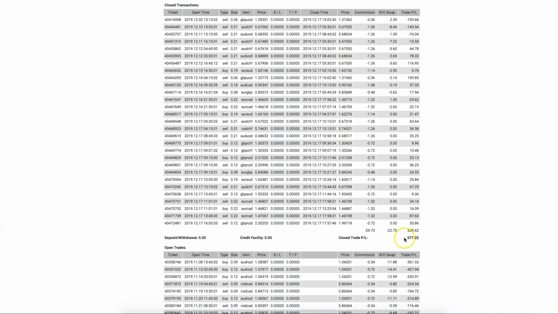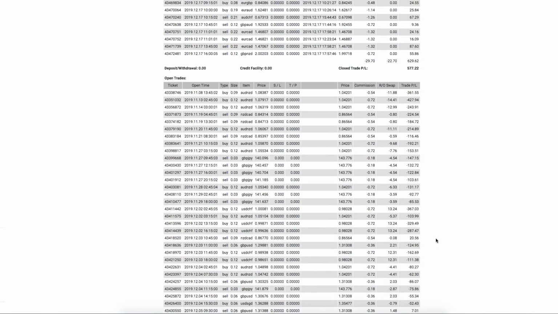Also note, sometimes this could be a negative number. Sometimes we might have had a loss for the day. This is also quite normal in trading. As long as over the long term we're heading in the right direction, this is all that matters. So don't stress out if you see that there's a day that you've had a negative number here.